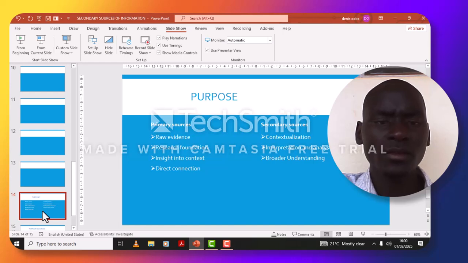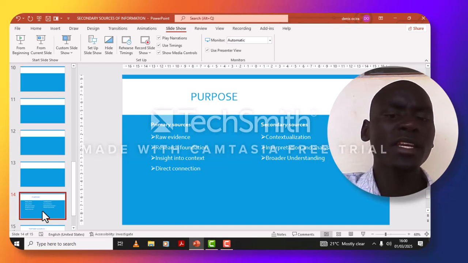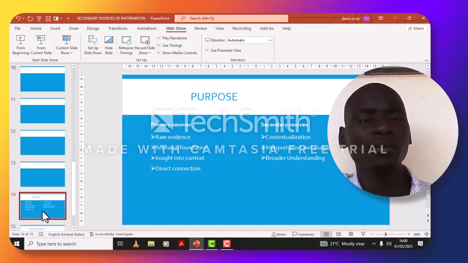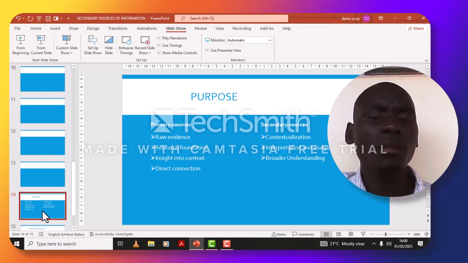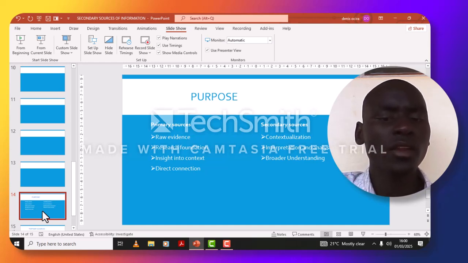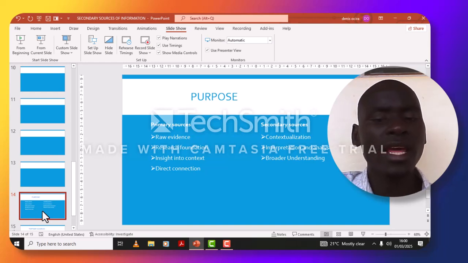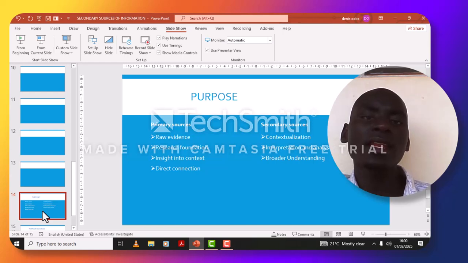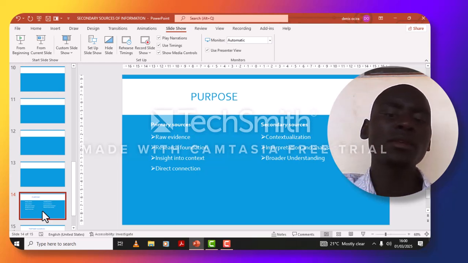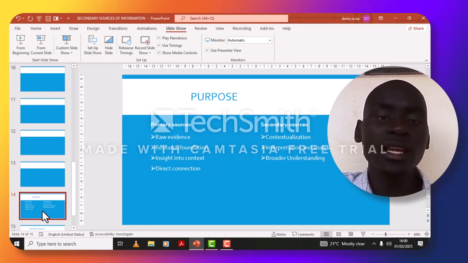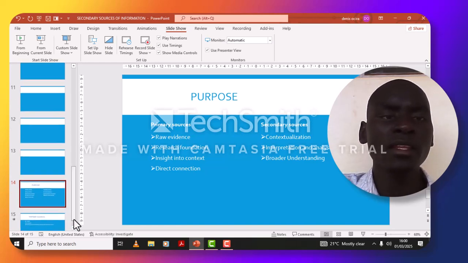Not only foundation, we also have insight into content. They allow researchers to understand events, figures and phenomena from the different perspectives of those who lived them. We also have direct connections. For historical research, primary sources connect directly with the events or figures under investigation, making them the key to uncovering the facts of a specific time or place. So those are some of the purposes of primary sources of information.